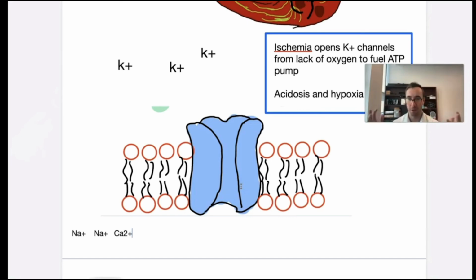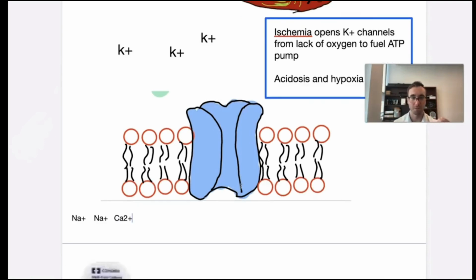And everyone's like, okay, why do we care about cells? Because groups of cells create tissues and groups of tissues create organs. And eventually what happens in the cells, if it progresses long enough, it'll destroy our organs. So this is why time is critical.